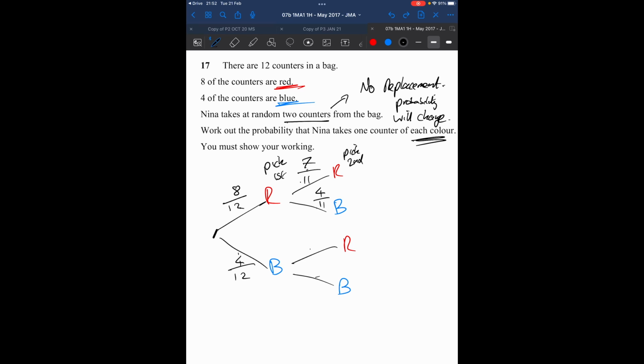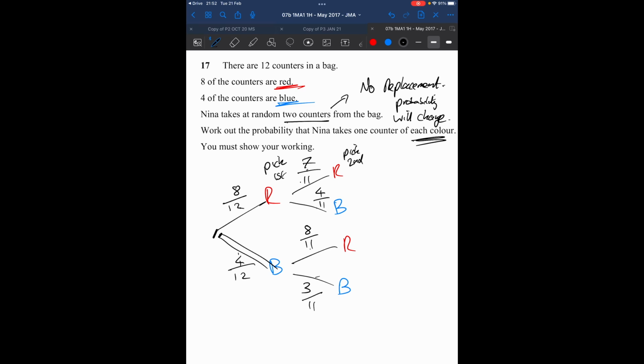Let's do this one over here. You picked a blue one. So how many counters are now left in the bag? Well, there is 11. You could do that on both of the branches if you like. If you picked a blue one, how many red ones are left? Well, all of them are left. All 8 of them. If you picked a blue one, how many blue ones are still left? Well, 1 less. So 1 less here is 3.